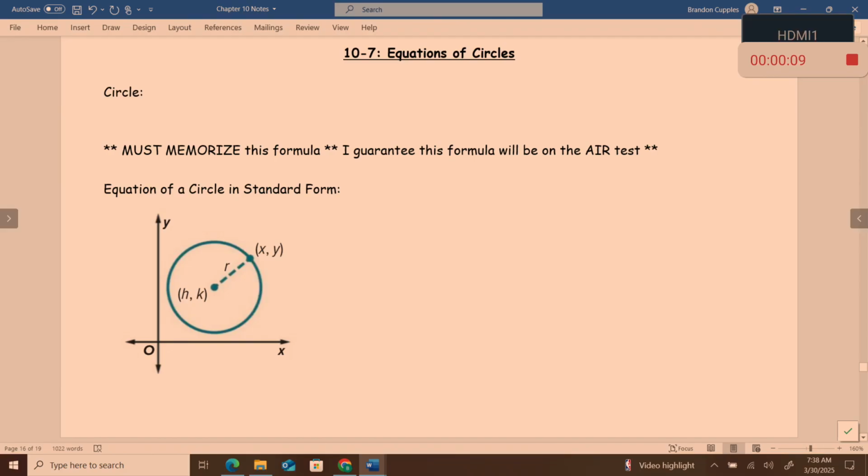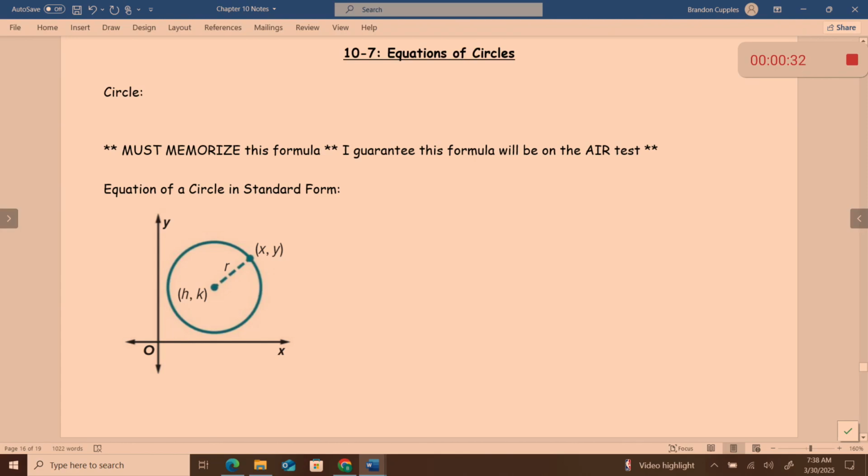What we're going to be talking about are circle equations. I can guarantee this will be on the air test, okay? And it is not a hard idea. This formula, I don't believe, is on your formula sheet, so you're going to have to memorize it. I wrote it right there: must memorize this formula. I guarantee this formula will be on the air test.